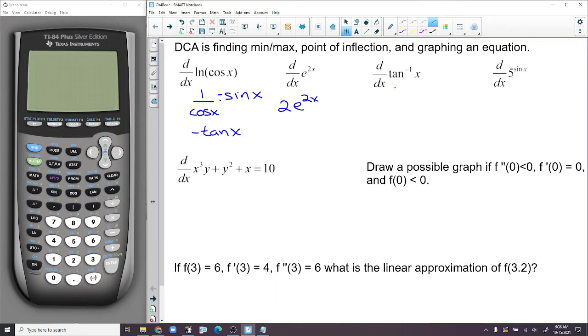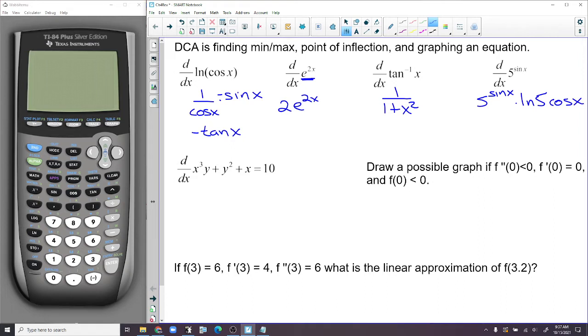The derivative of inverse tangent is 1 over 1 plus x squared. Exponential is very similar, except we don't write the natural log of e. So this is 5 to the sine of x, natural log of e is 1, and then times the natural log of 5. So there's the derivative of the exponential part, but then the derivative of sine is cosine, so cosine of x. There's the whole derivative there.